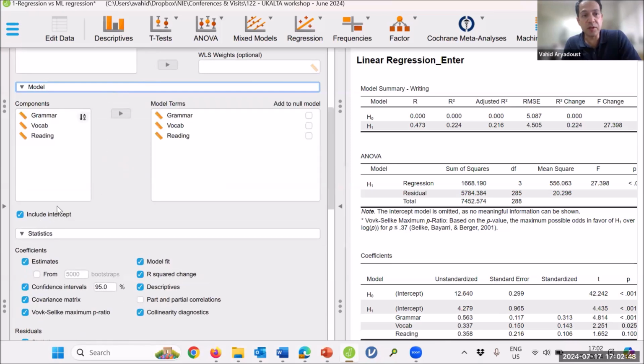I hope you remember that the intercept is important. The intercept is the amount of y when x is 0. Remember? The amount of y when x is 0, that's the intercept.